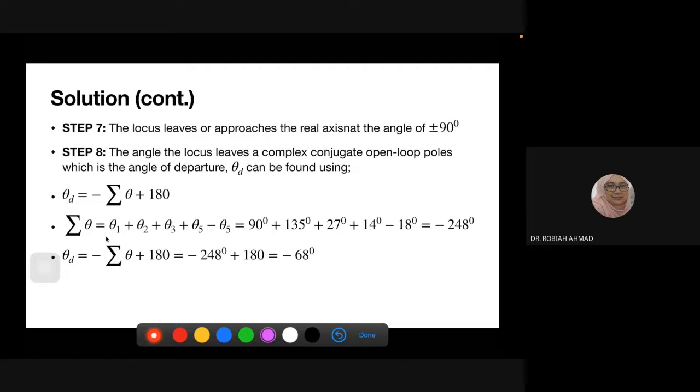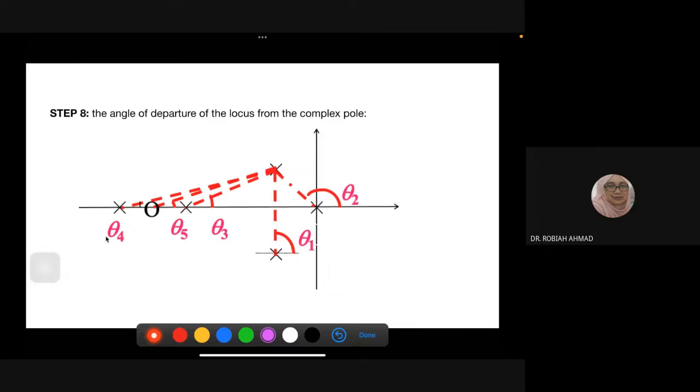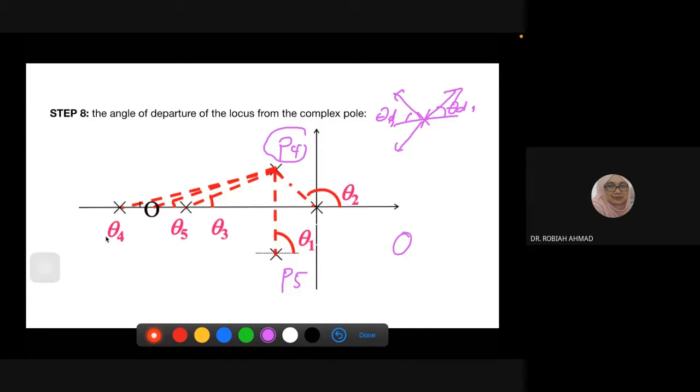Okay, so step 8, we have to determine the departure angle where the root locus will depart from the complex conjugate poles. So using this formula, how do I get 90, 135, 27, 14 and 18? So the next figure, this is our P4 and P5, okay? Let's say I want to find the departure angle, whether it goes here or here, so this is theta D1, theta D2. So that's why you want to find the theta D. So according to the formula, theta D should be minus summation of theta plus 180 degrees. So we have to determine the minus of theta. First, minus of theta is the angle of the poles and zeros from the complex poles.